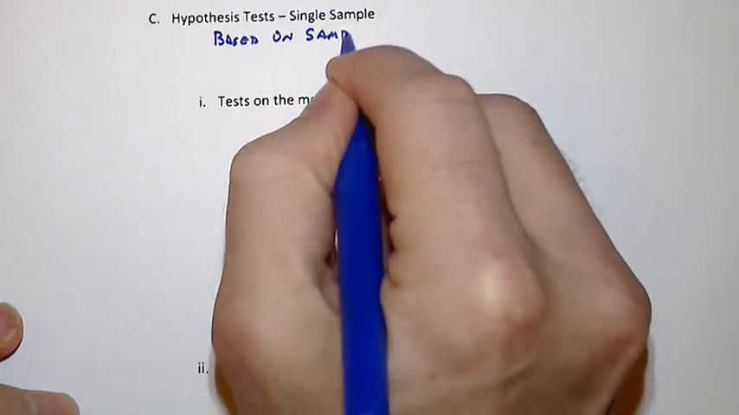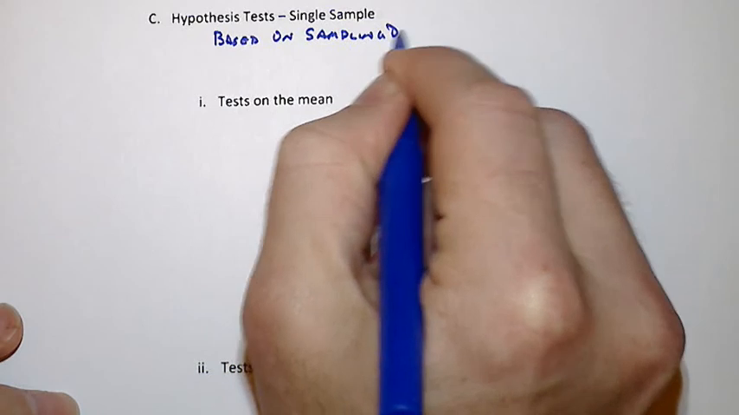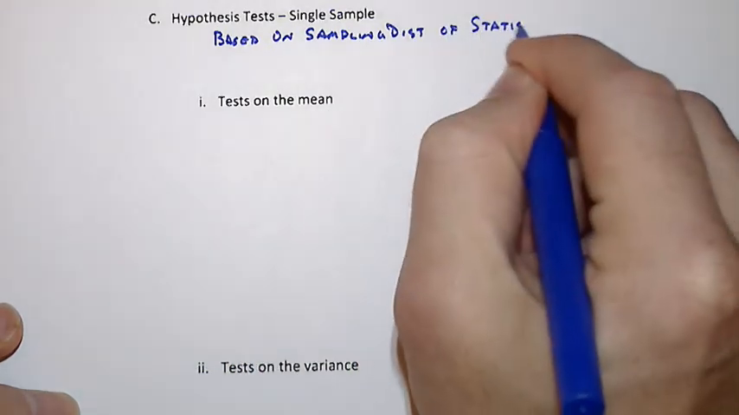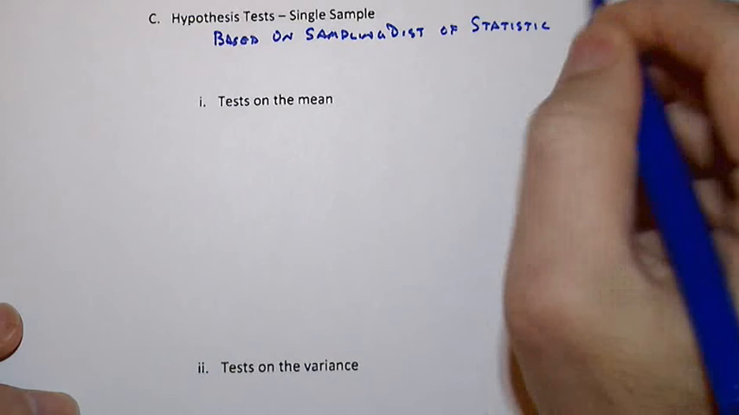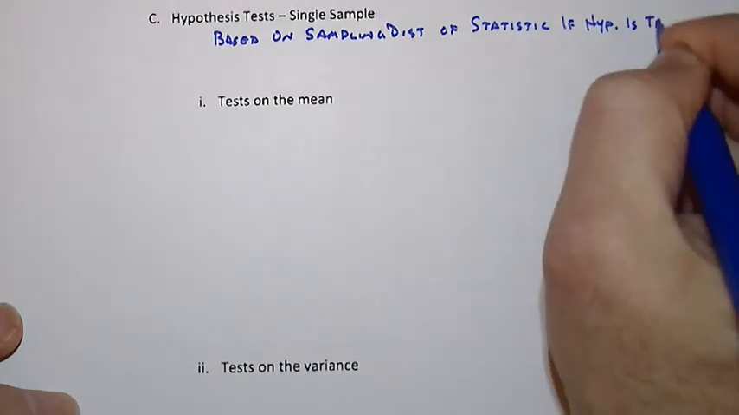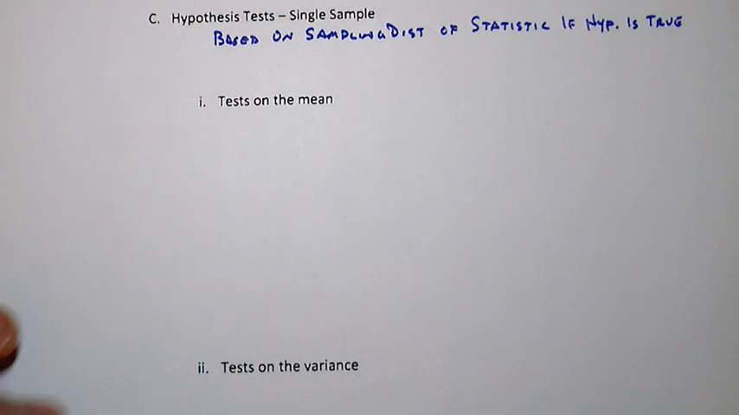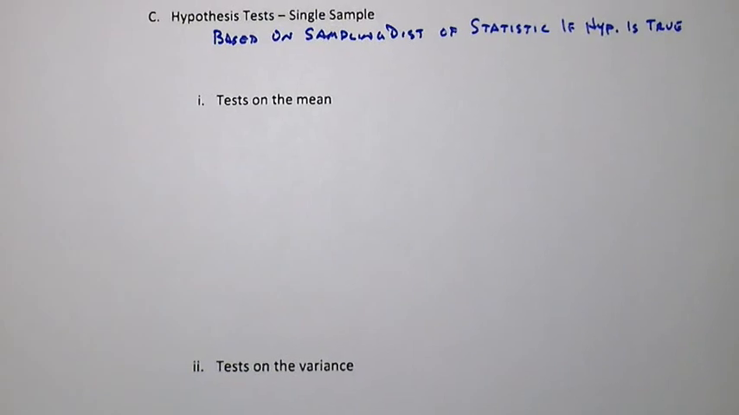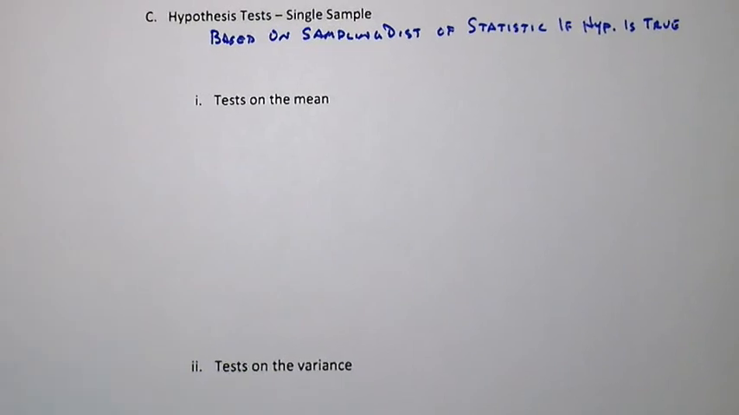sampling distributions of whatever statistic that we're looking at, the test statistic, if the hypothesis is true. And then we start to look at how likely it is that what we've actually observed would happen if our hypothesis was true.